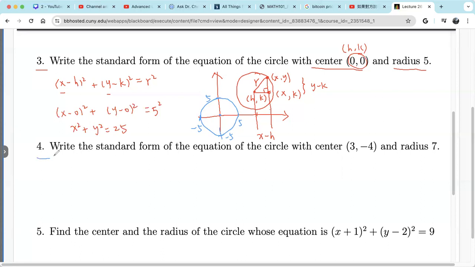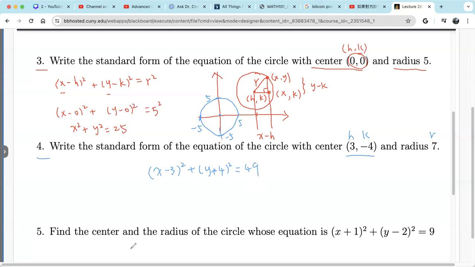Let's see 4. We want to write the circle equation with center 3, -4, so h equals 3, k equals -4. The radius is 7. So x minus h, which is x minus 3 squared, plus y minus -4, which becomes y plus 4, squared, equals radius 7 squared, which is 49.